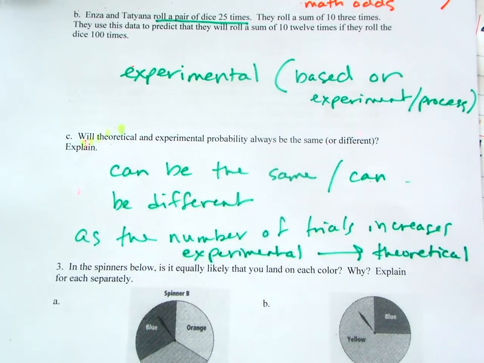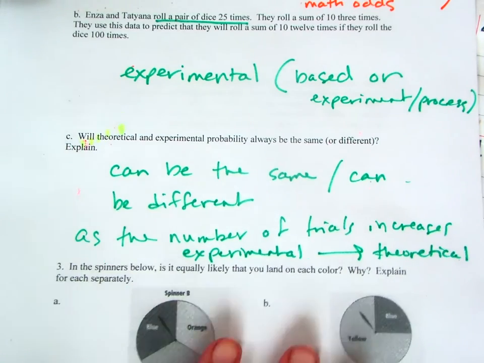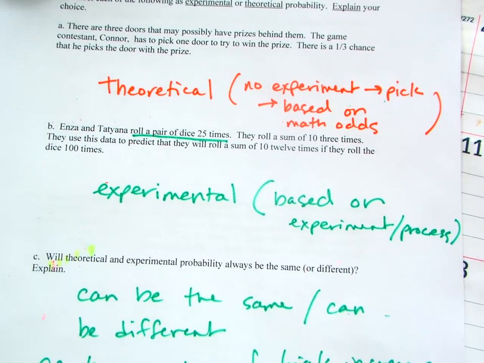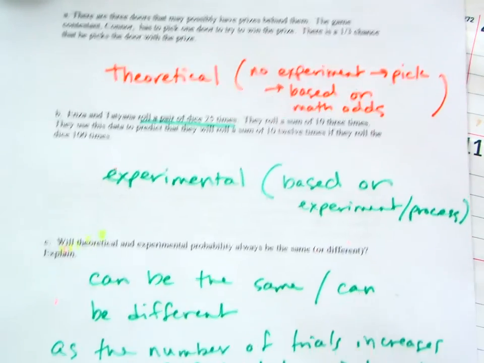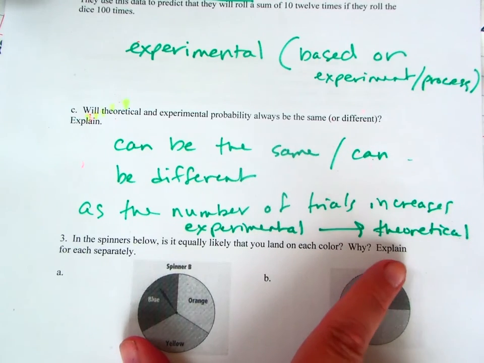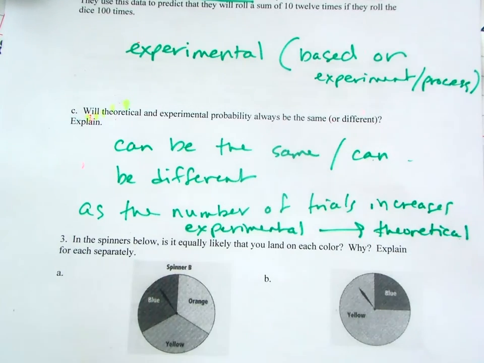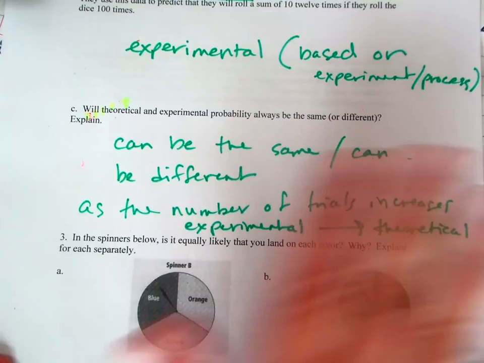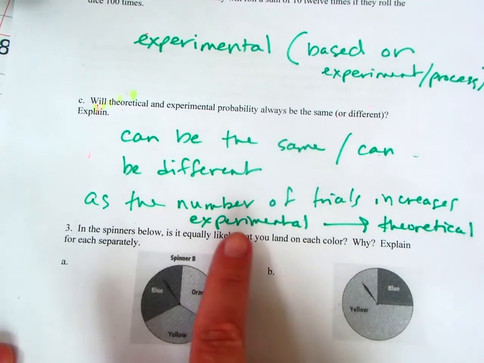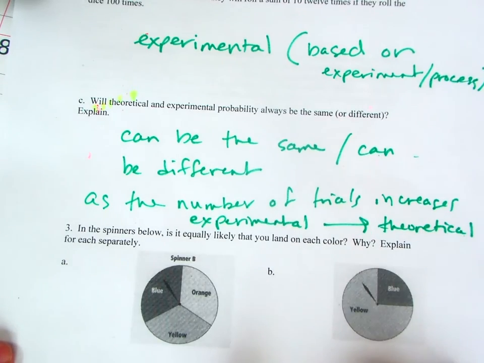Because eventually you kind of just work out those odds. You've done it so many times that if Enza and Tatiana rolled this 3,000 times, the odds say they're going to hit all those numbers closer to 1 in 6 times. So it approaches the theoretical as the numbers get increasingly bigger. They can be the same and they can be different. It depends on the number of times. They're more likely to be the same if your number of trials is larger.